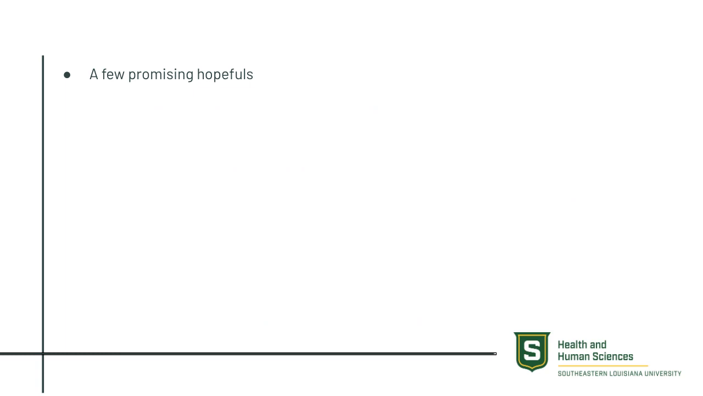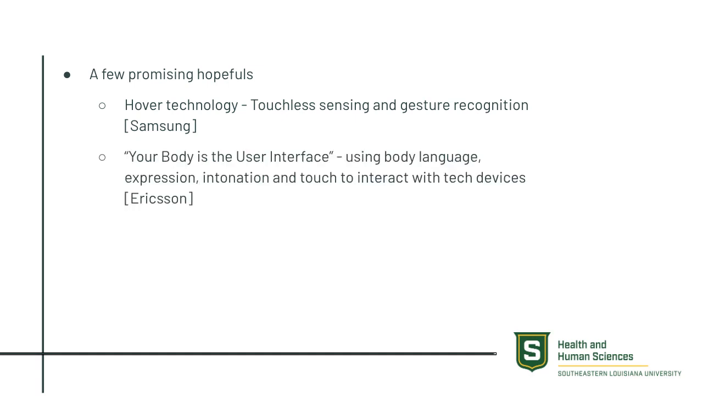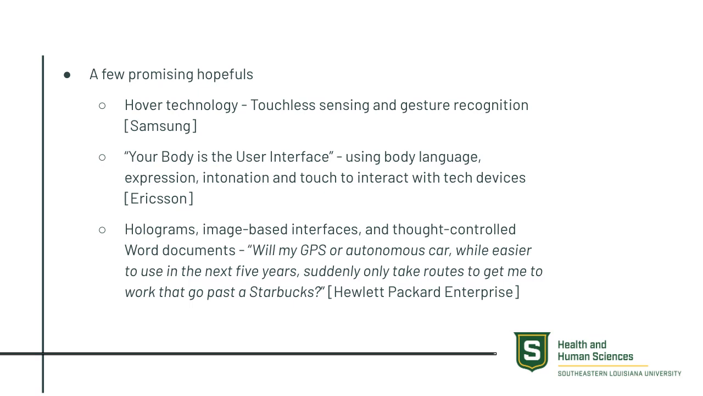There are a few promising things that have happened in that area. We have the Hover technology coming from Samsung. We have Your Body is the User Interface, whereby body language expressions are used as a way to communicate with technology. And then we have the hologram, in which our devices talk to each other by mirroring or understanding the past things that we have done, and being able to say, okay, this is how this has been behaving all of this time. I know this is the way that it's going to behave, and be able to make these predictions and actually carry them out.